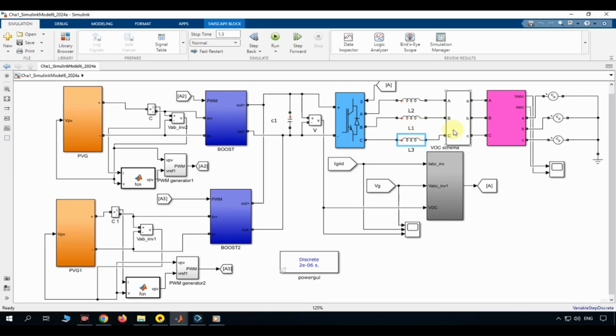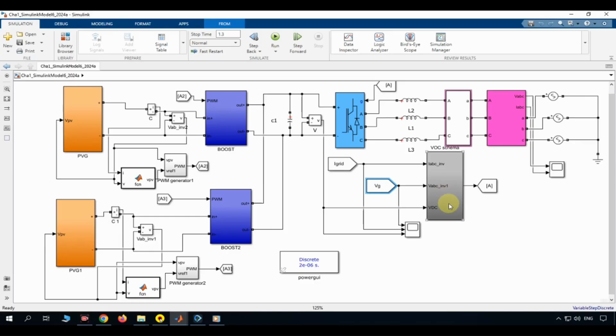After the filter inductors, a measurement block captures the three-phase voltage and current, labeled VABC and IABC. These measured values are essential feedback signals for the control system. The inverter is then connected to three controlled voltage sources, which represent the grid. Together, these three sources form a balanced three-phase AC supply that the inverter must synchronize with and inject power into.